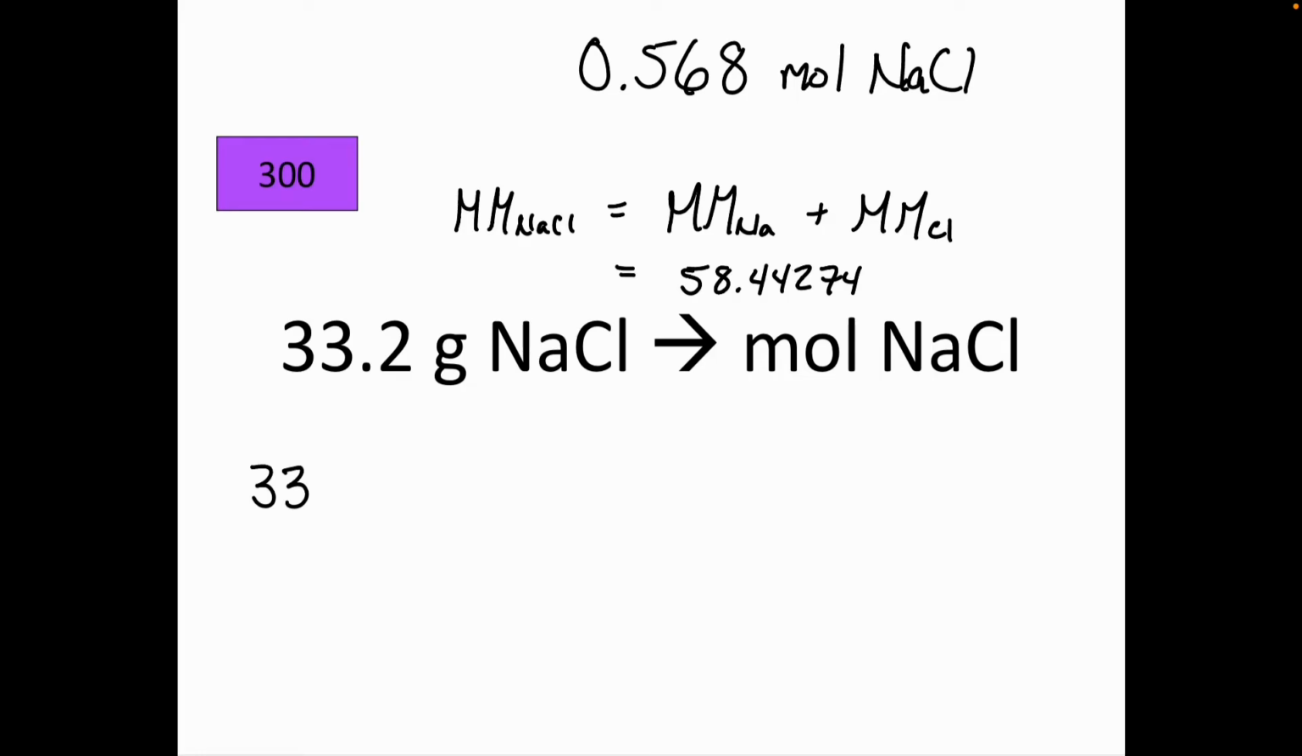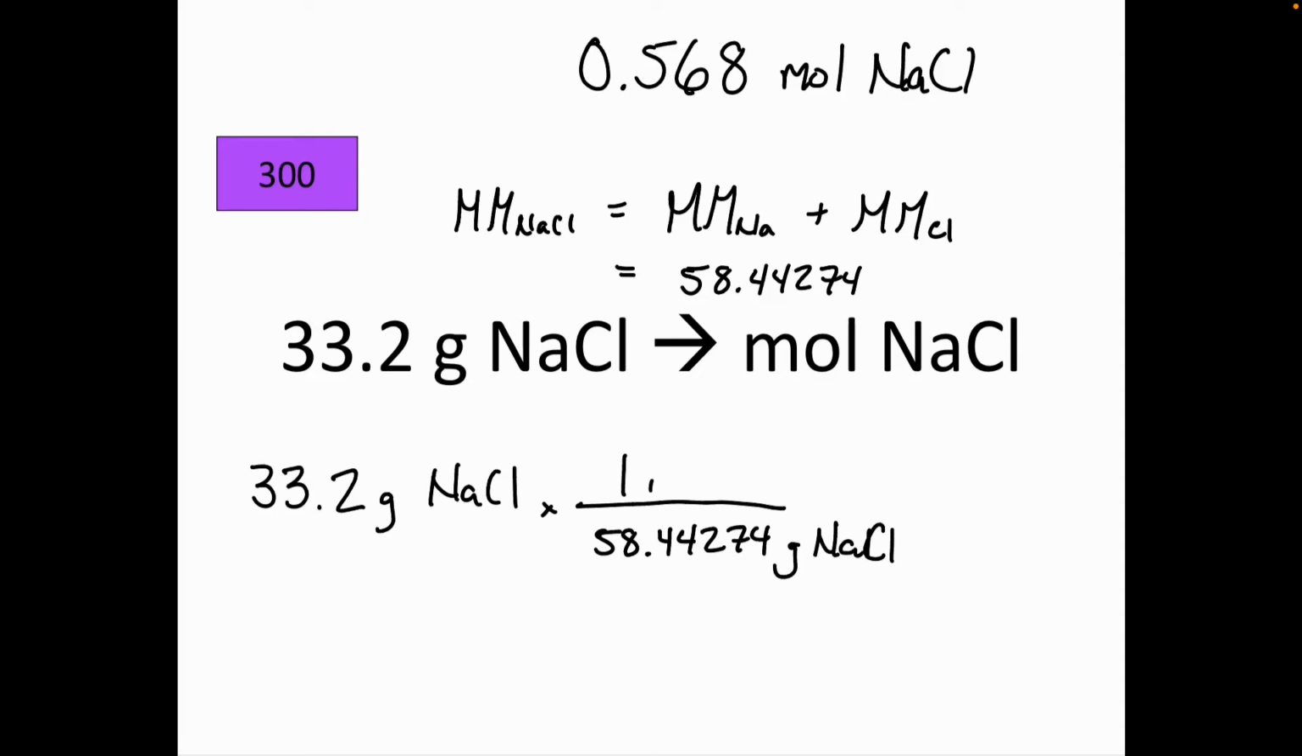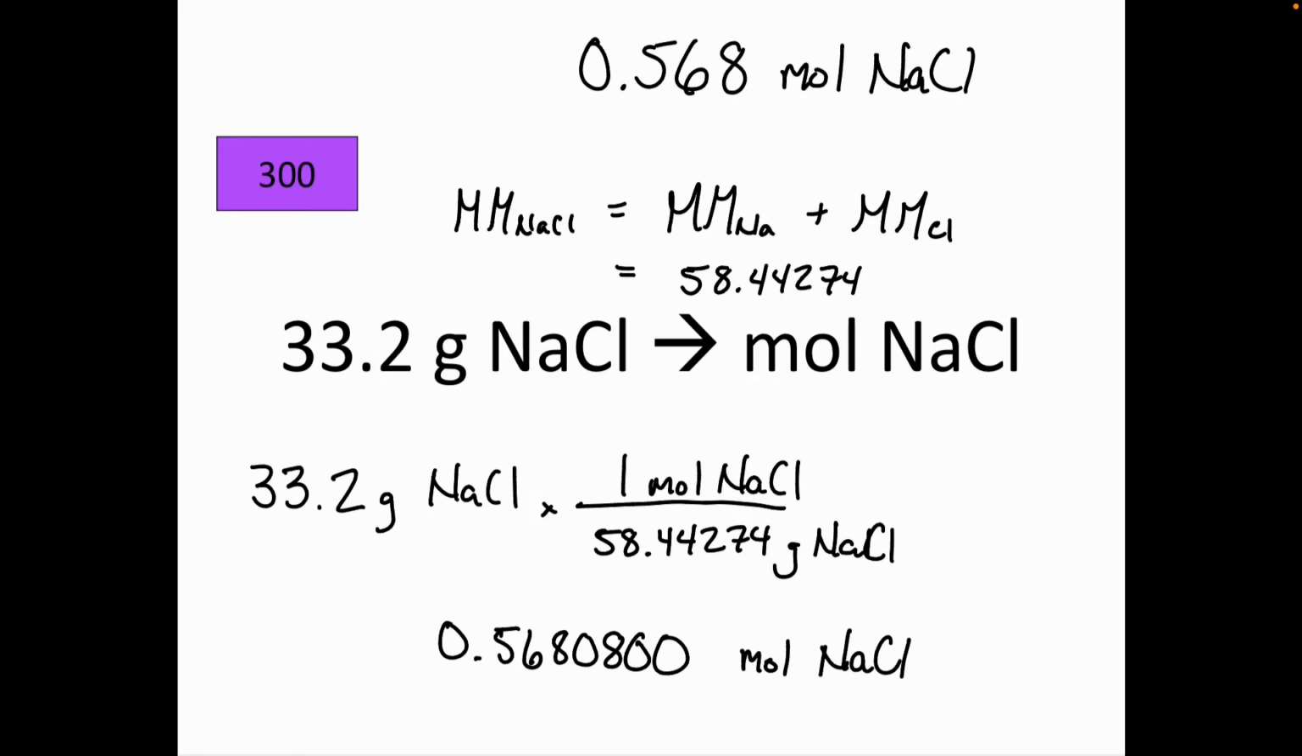So I'm going to start out with my 33.2 grams of sodium chloride, and then I'm going to divide by the molar mass. That would give me 0.0568080. My units are moles NaCl, and I have 3 sig figs. So I'm going to round my final answer to 3 sig figs, getting me 0.0568 moles of sodium chloride.